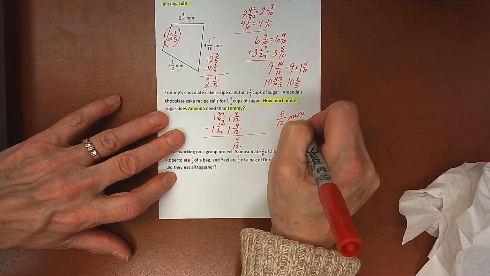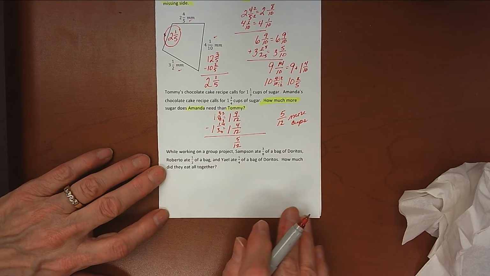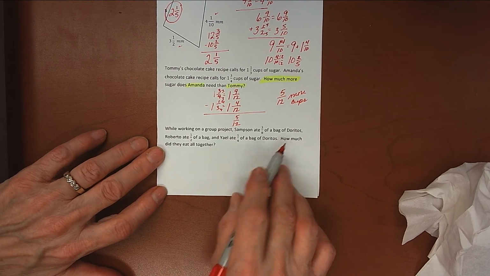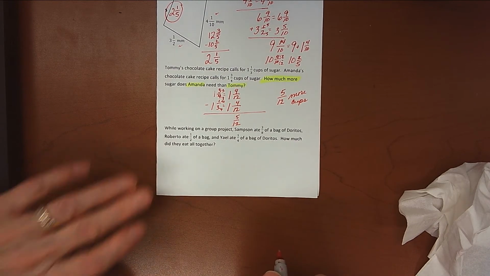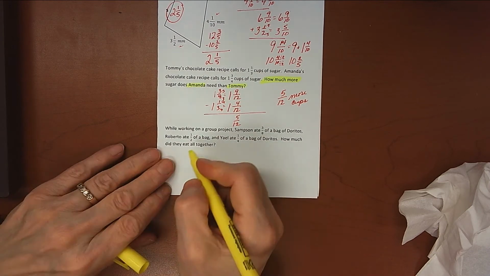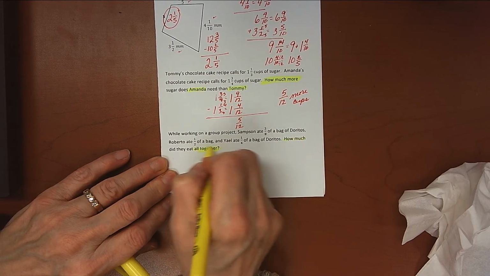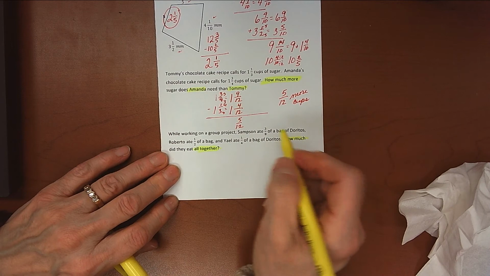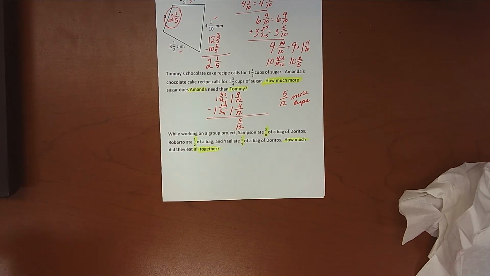cups than Tommy's recipe. While working on a group project, Samson ate 3/8 of a bag of Doritos, Roberto ate 1/2 of a bag, and Yael ate 1/4 of a bag of Doritos. How much did they eat all together? So our key words here are how much did they eat all together. That's going to clue us that this is an addition problem. And our three numbers are right there.